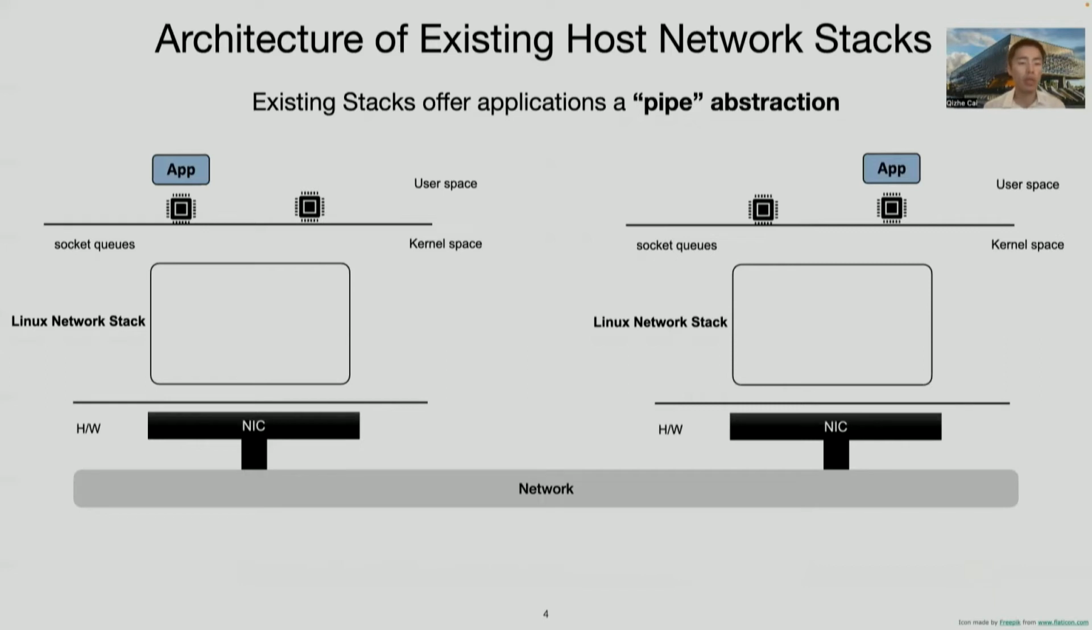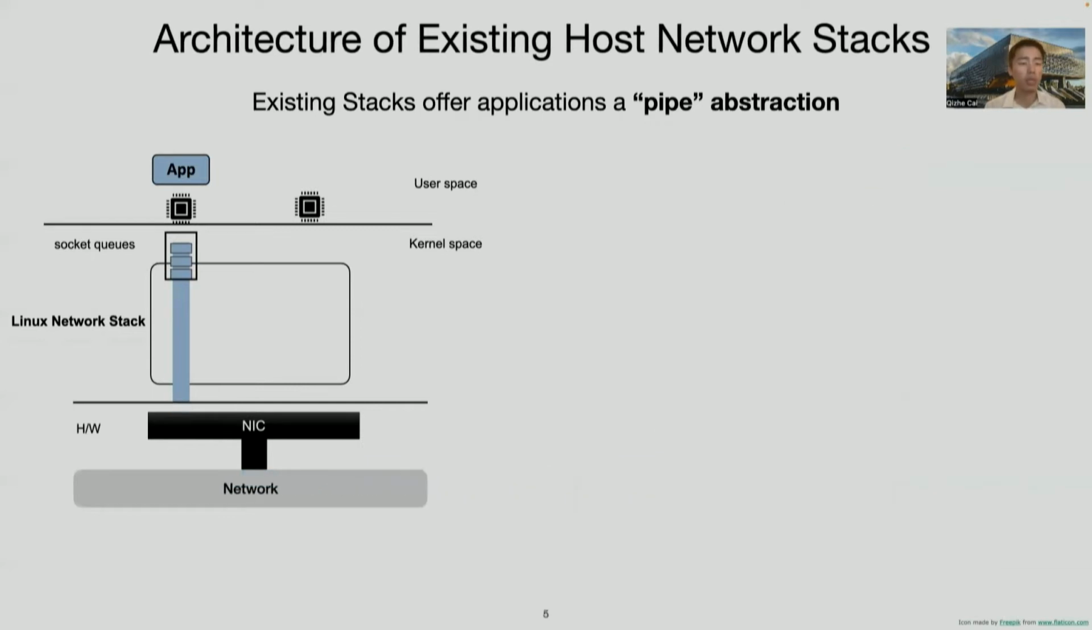Let's look at the architecture of today's host network stacks. The fundamental abstraction that today's network stacks are based on is the classical pipe abstraction, where each application or thread submits the data to one end of the pipe, and the network stack attempts to deliver it to the other end of that pipe. Let's focus on a single-end host.